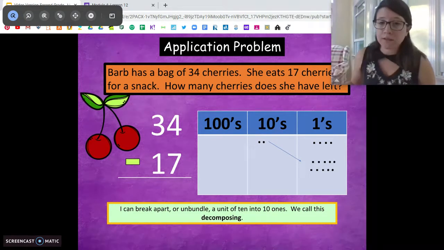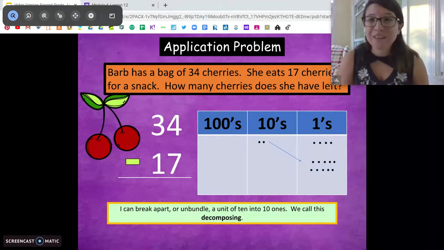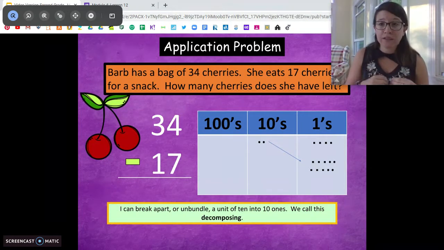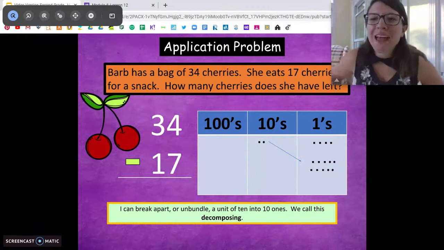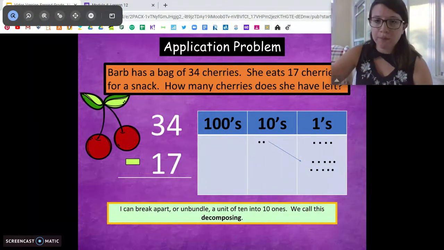Now, how many ones do we have? Good, we have 14 ones. Can we take 7 away from 14? Yes, right? 14 is bigger than 7, so we can take 7 away. So go ahead and do that on your paper now. I'm going to do it on mine.